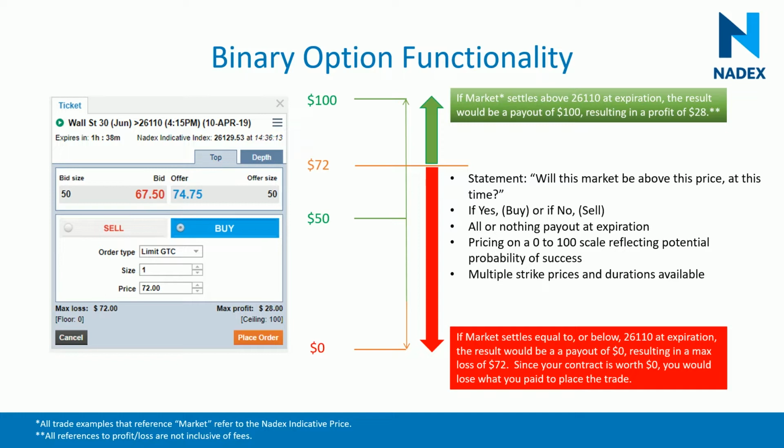Now, binary options also offer multiple time frames. You can trade them as short as 5 minutes on currencies and 20 minutes on futures indices, intraday 2 hours, daily, as well as weekly. So really, for any type of trading style, there's a binary option time frame that's suitable for you.